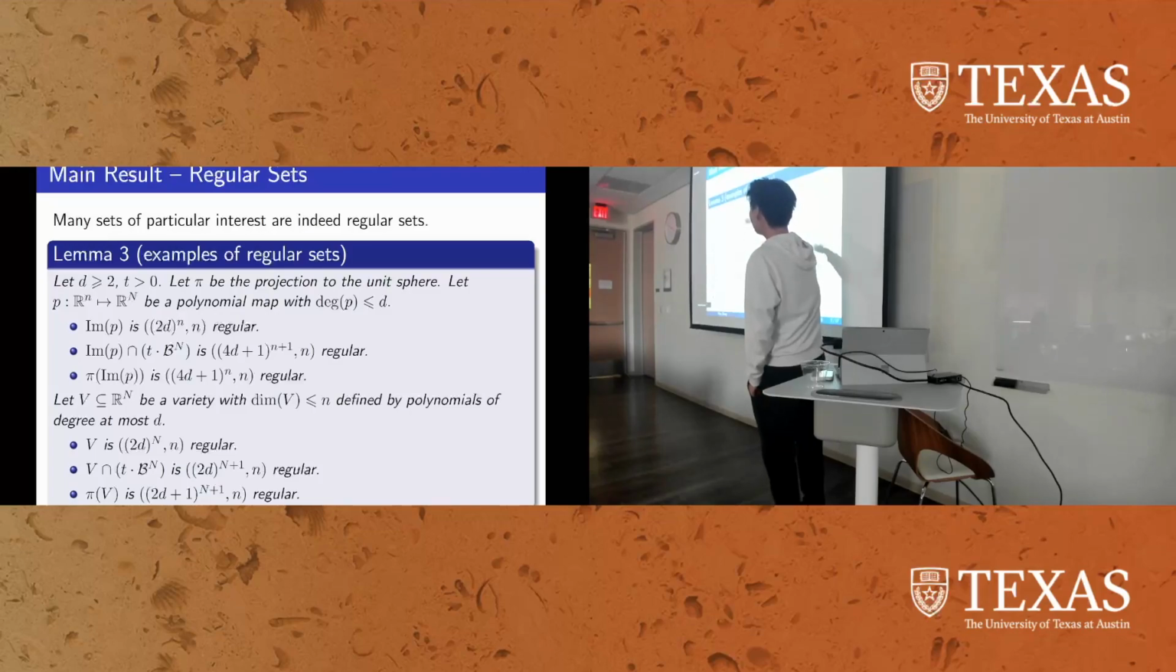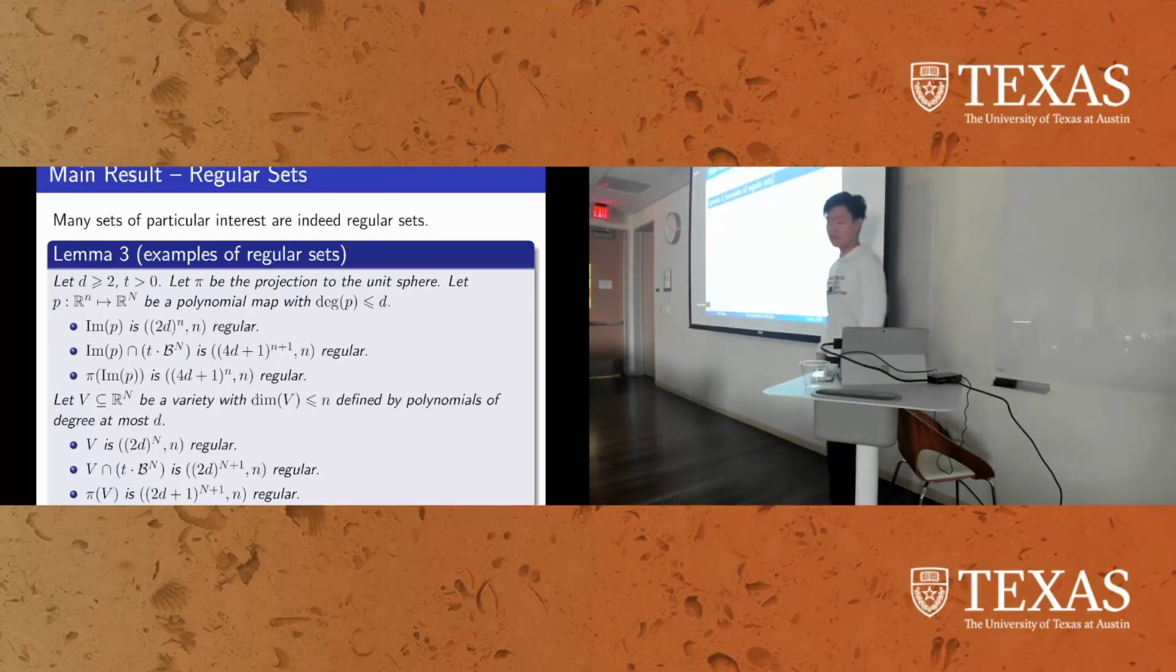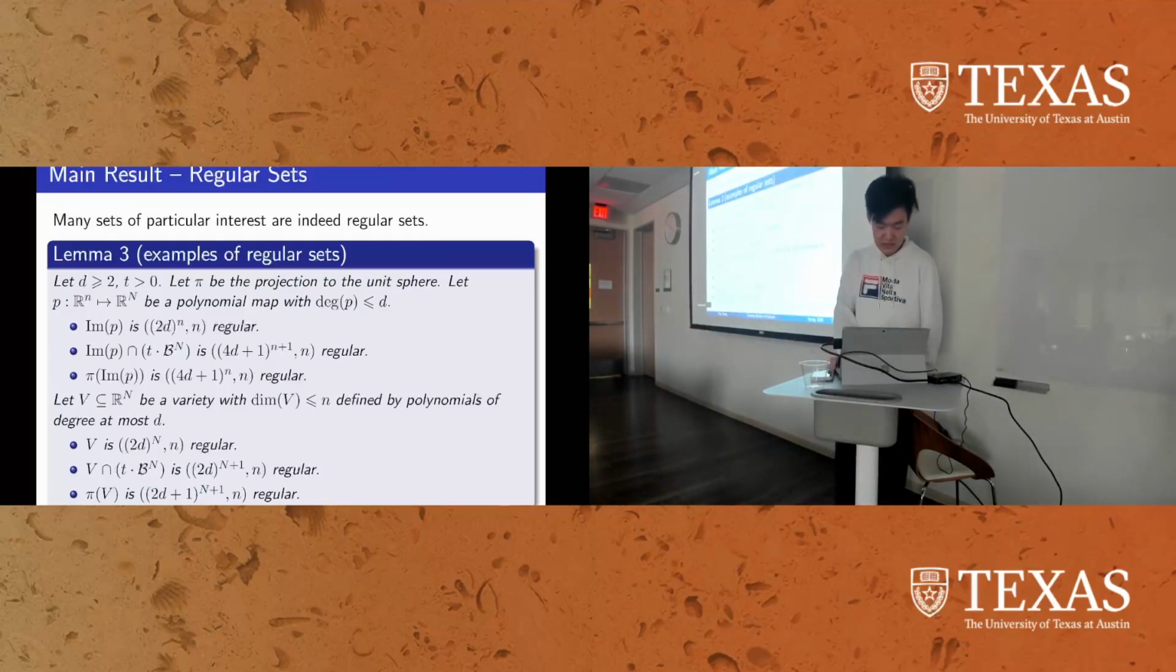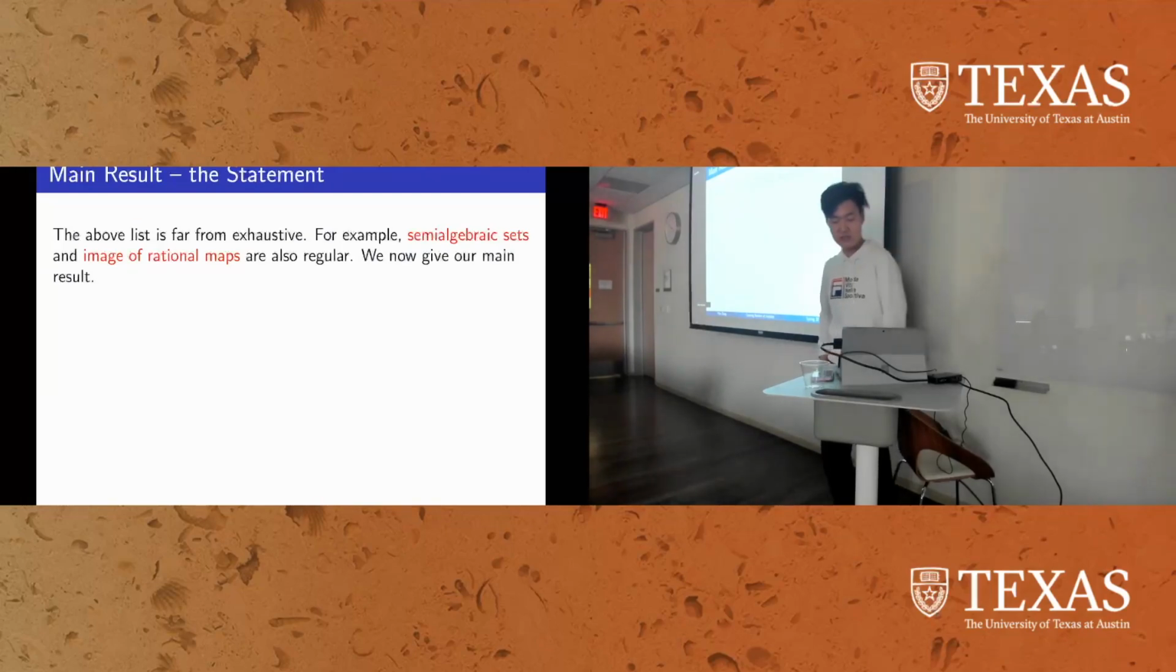If you intersect it with a compact ball, it will be regular. If you project back to the unit sphere, it will be regular. Again, if you have a variety, the variety itself is regular. Intersection with a ball is regular, and projecting back to the unit sphere is regular. So for all these sets, we get a covering number bound for this. But this list is far from being exhaustive.